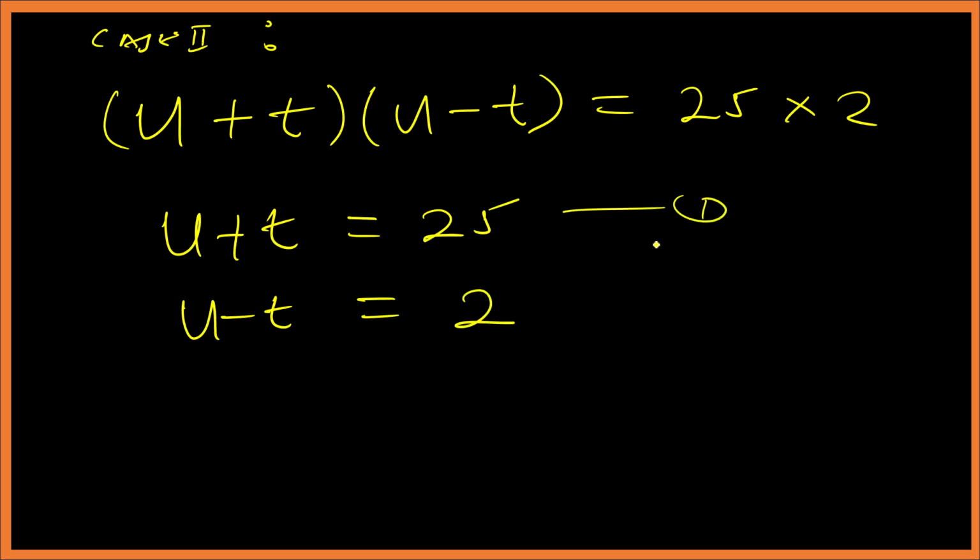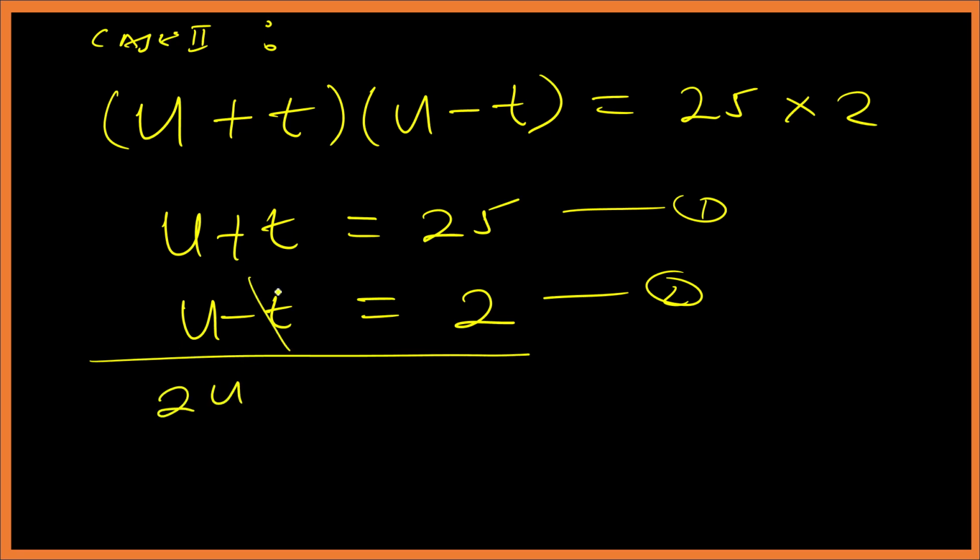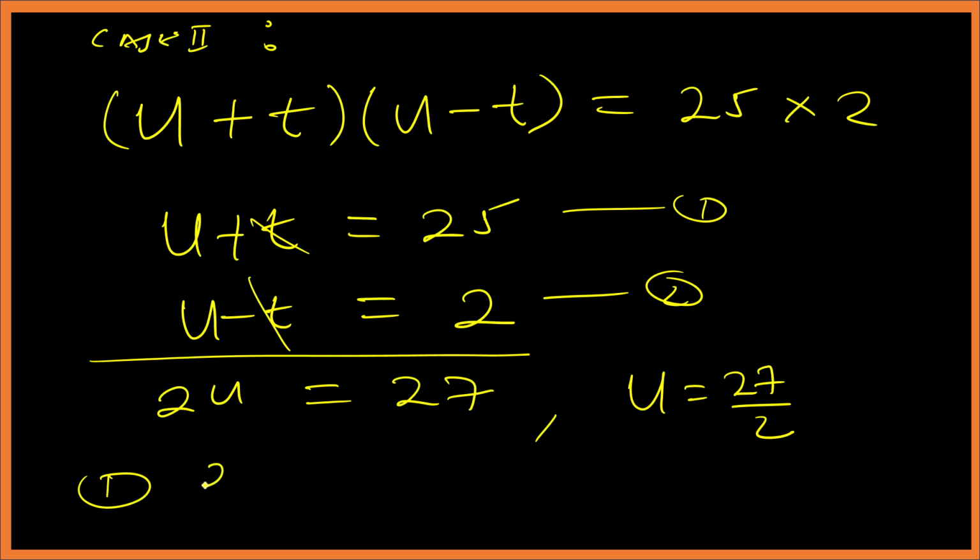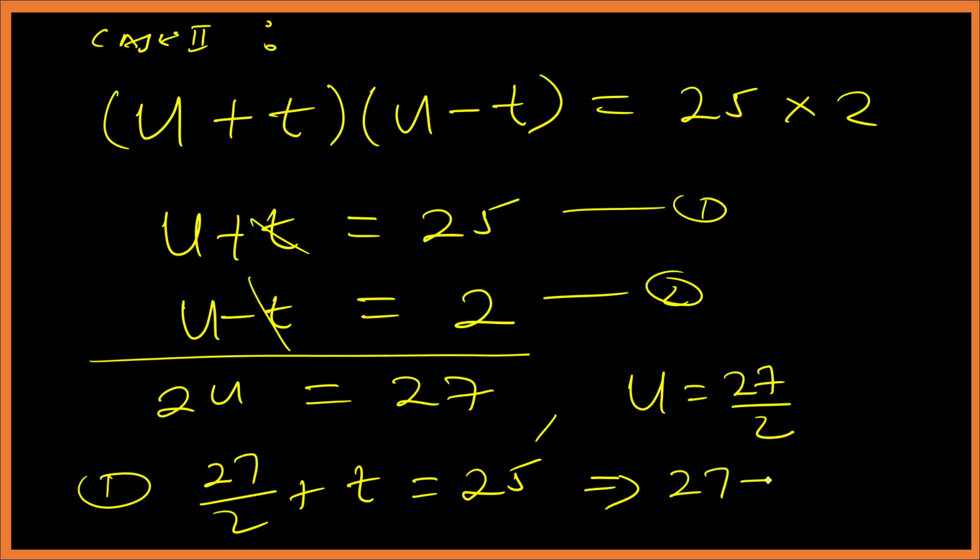So let's add the two equations. Once I do that, I'll get 2u, and this one will vanish, equals 27. So u will be 27 on 2. Now let's use any of the equations to solve for t using 1. So u, which is 27 on 2, plus t equals 25. Multiplying through by 2, I'll get 27 plus 2t equals 50.